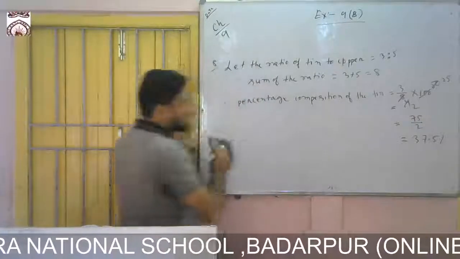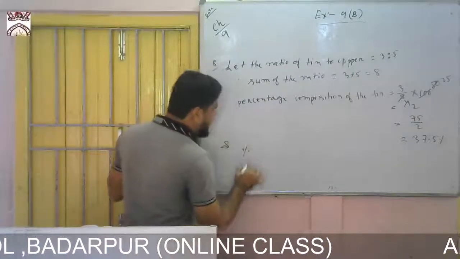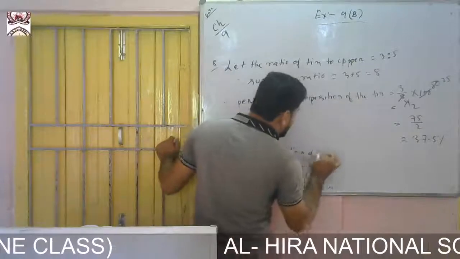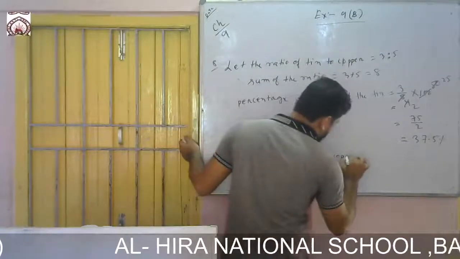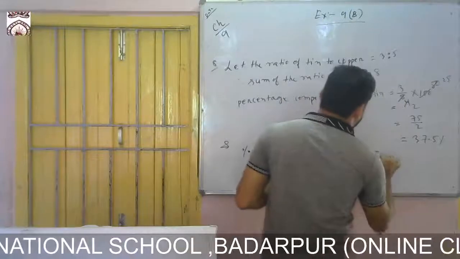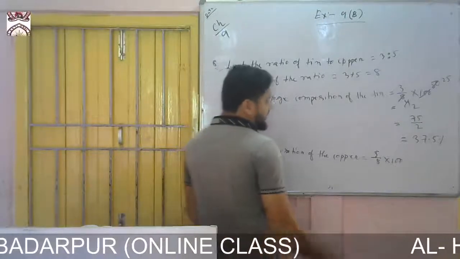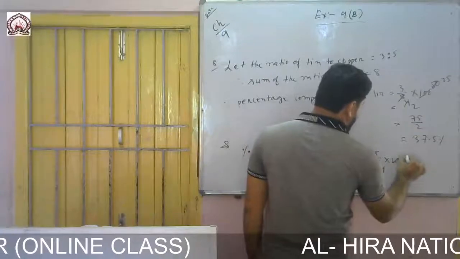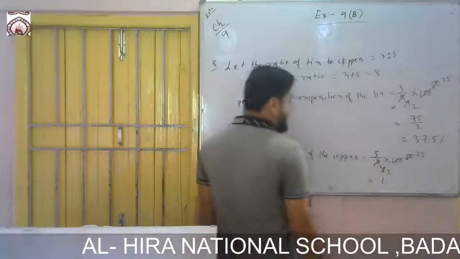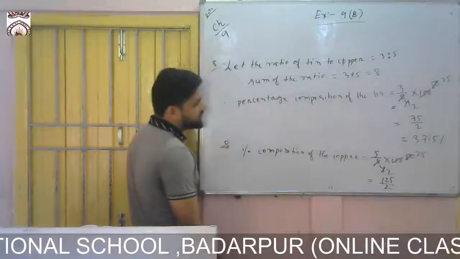Now I need to find the copper. Therefore write the percentage composition of copper. Write percentage fully; I am just giving the symbol. The percentage composition of the copper will be 5 by 8 into 100. Cancel like this: 4 2s are 8, 2 2s are 4, 25 2s are 50. Now 5 25s are 125. 125 by 2.